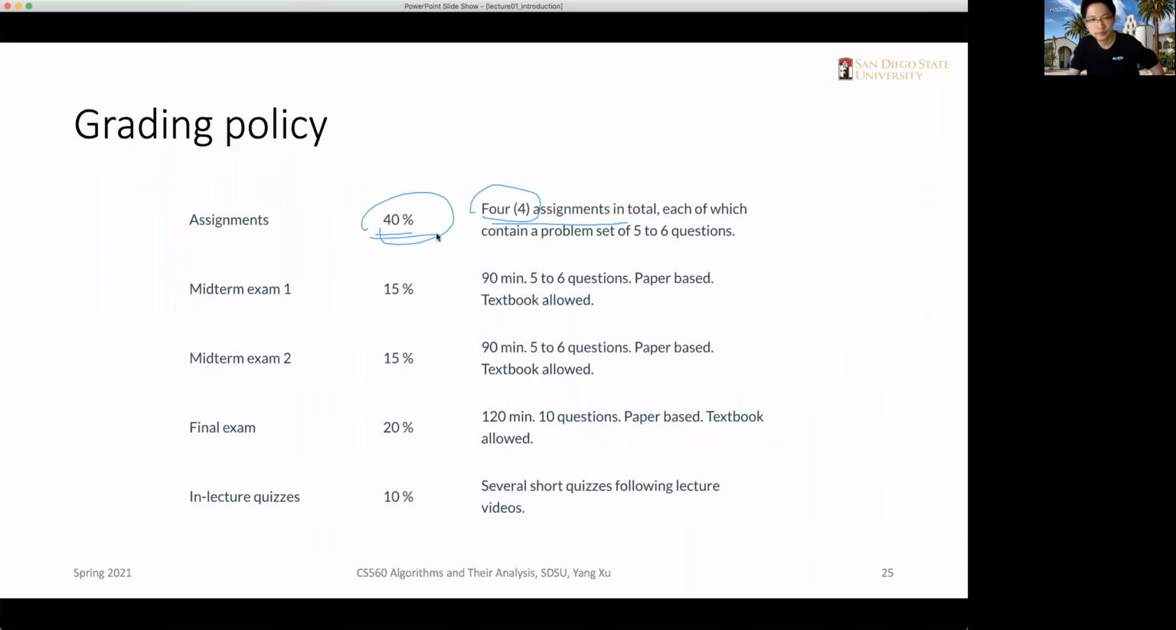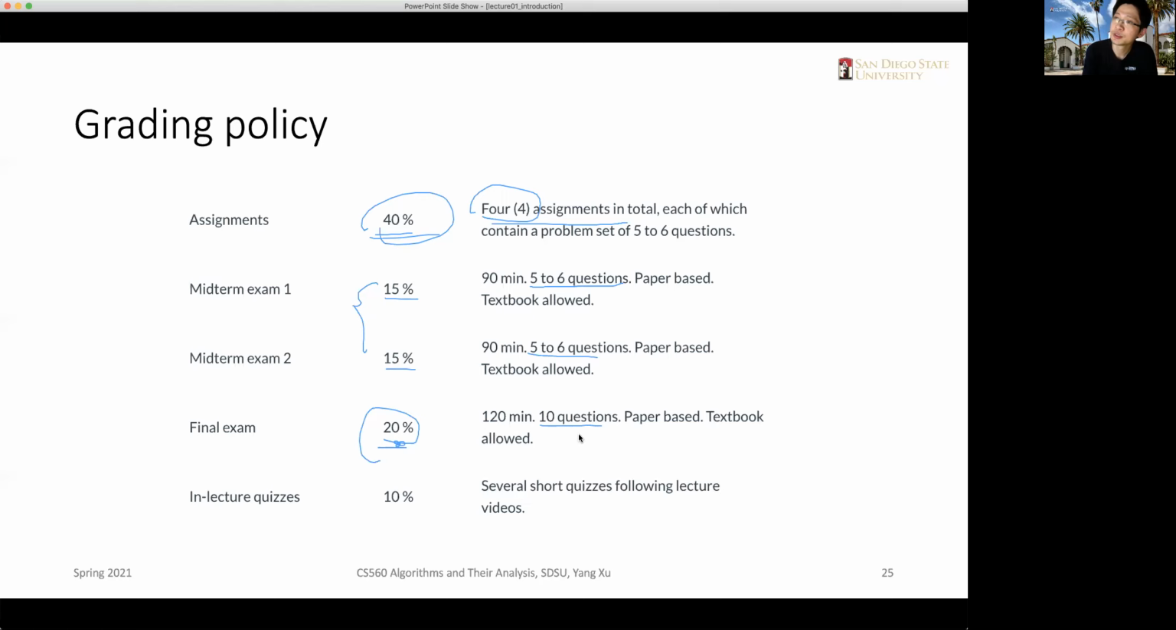That's 40% from assignments, and we will have 2 midterm exams, each taking 15%. In the midterm, there will be 5 to 6 paper-based questions, 90 minutes for each midterm, and the final will take 20%. And there will be more questions.